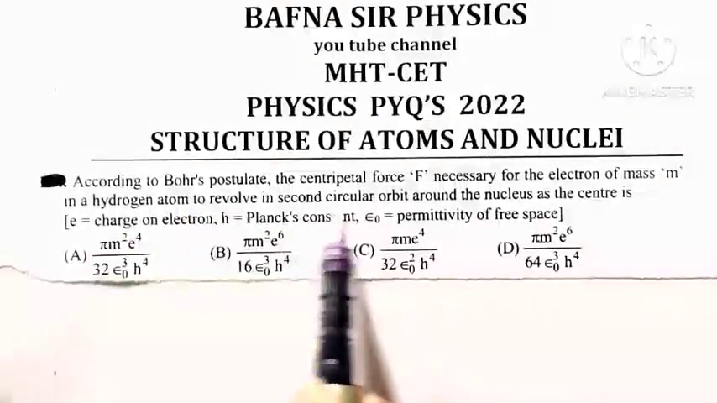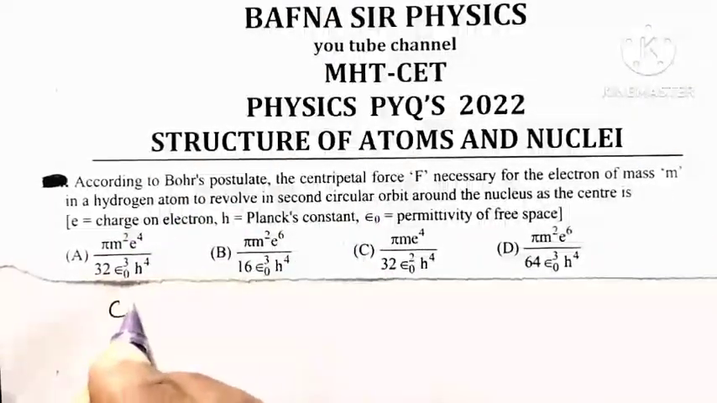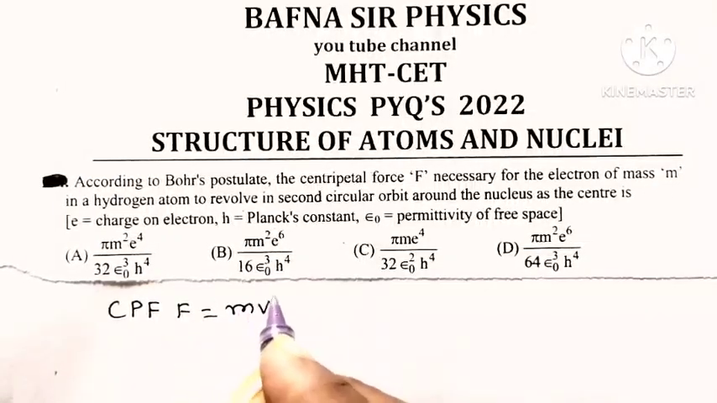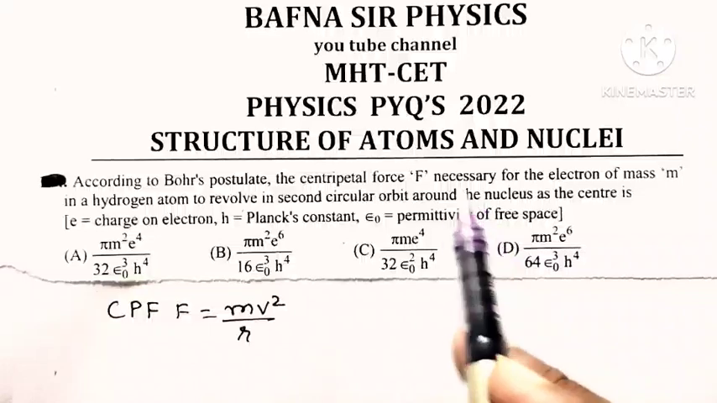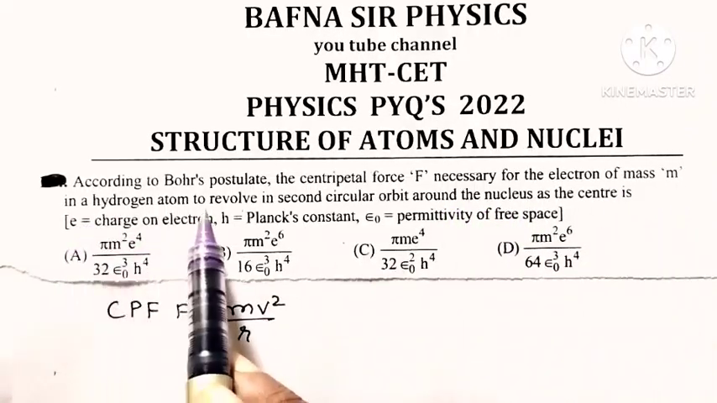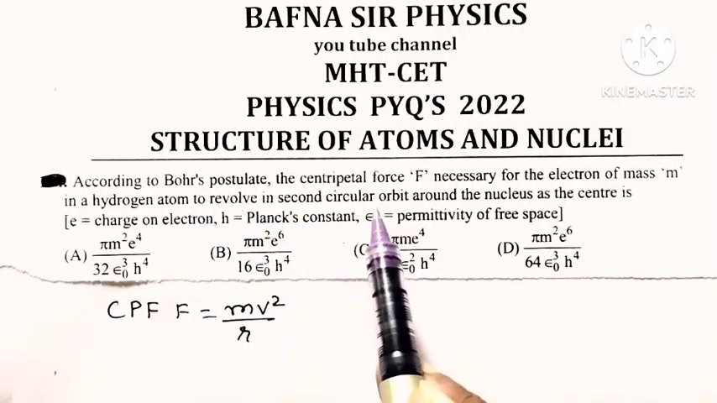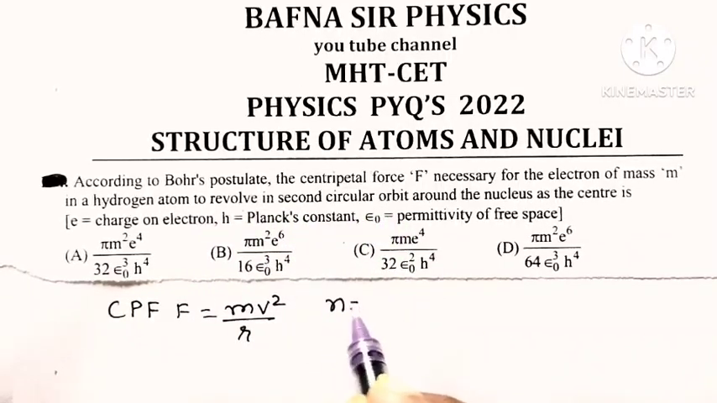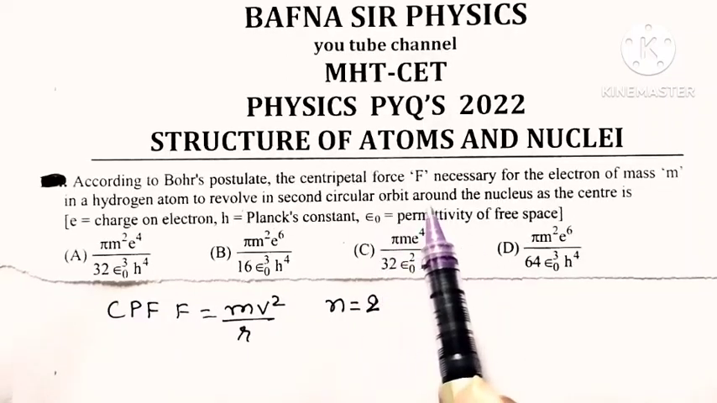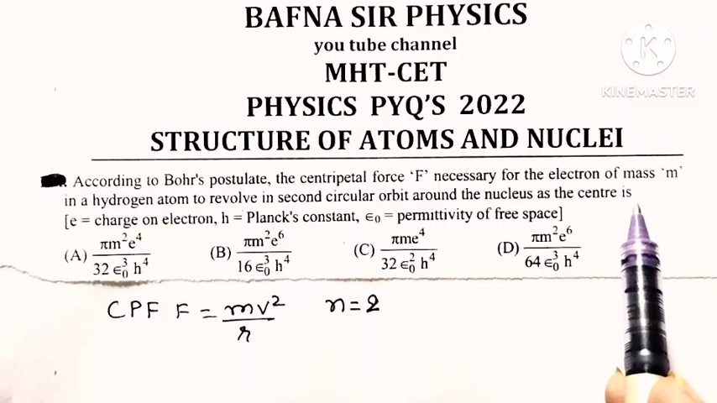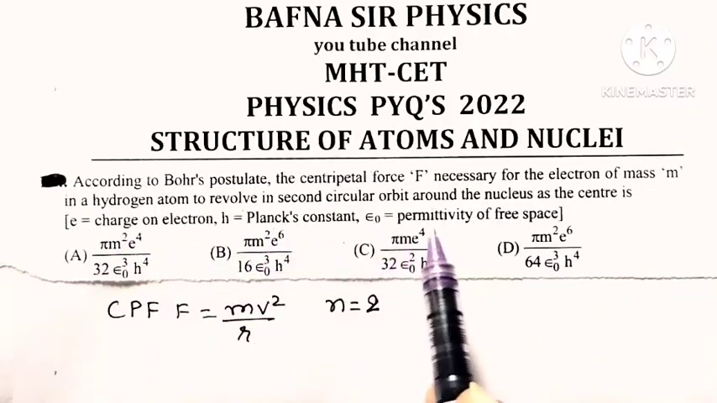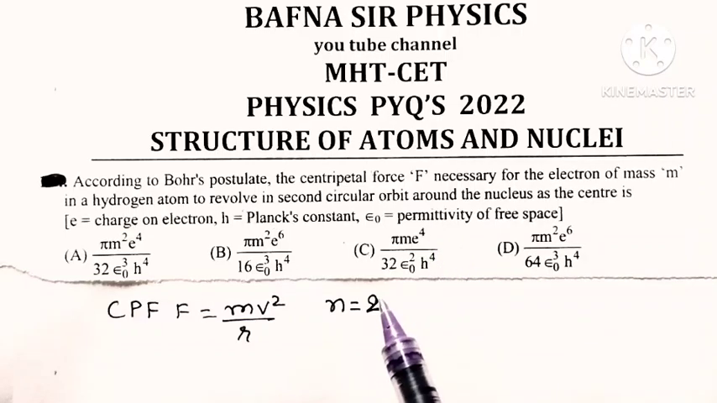According to Bohr's postulate, centripetal force CPF is equal to mv square divided by r. Consider the centripetal force necessary for an electron of mass m in a hydrogen atom to revolve in the second circular orbit, meaning principal quantum number n equal to 2, around the nucleus as a center. e is the charge on the electron, h is Planck's constant, and epsilon 0 is the permittivity of free space.